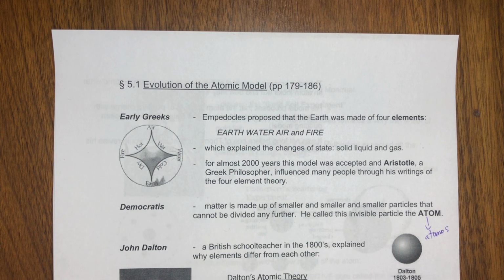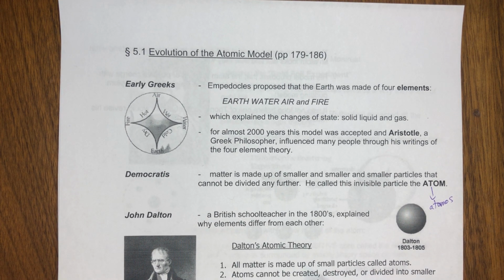Way later, in the 1800s, John Dalton, who was a British school teacher, came up with his own theory, Dalton's atomic theory. His theory had 4 parts. It said that all matter is made up of small particles called atoms. Atoms cannot be created, destroyed, or divided into smaller particles. All atoms of the same element are identical in mass and size, but they are different in mass and size from other elements. And compounds are created when atoms of different elements link together in definite proportions.